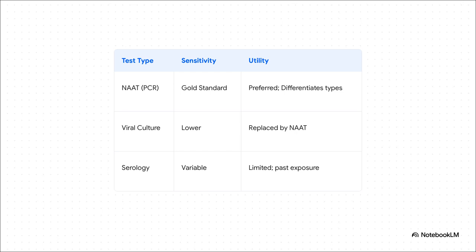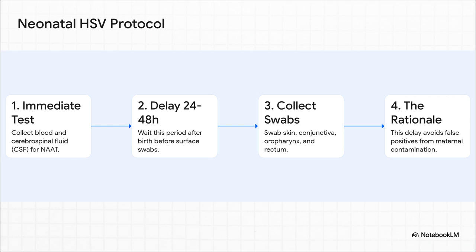And crucially, you can swab a lesion and a NAAT can tell you not just if it's HSV, but if it's type 1 or type 2. Serology, which looks for antibodies in the blood, is mostly just used to see if someone's been exposed in the past. And this protocol for a newborn with suspected HSV really shows you how precise we have to be.